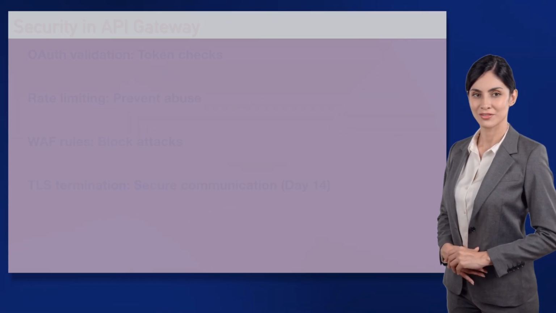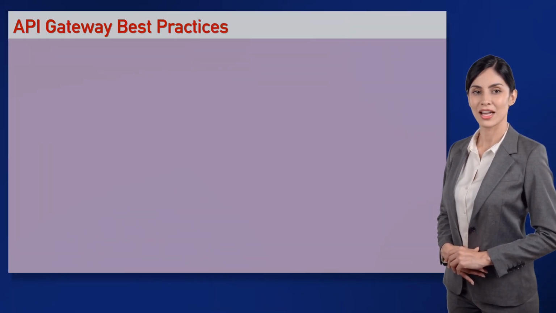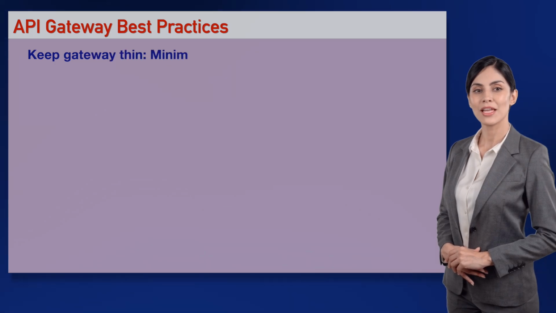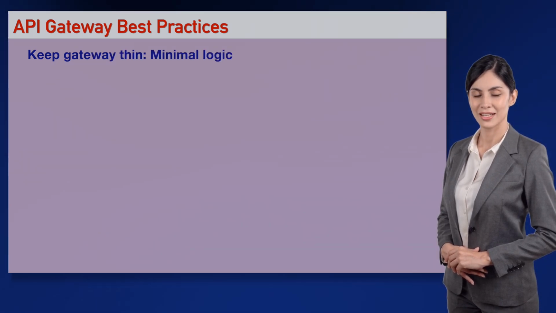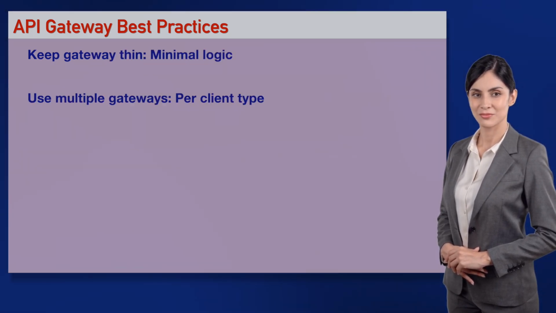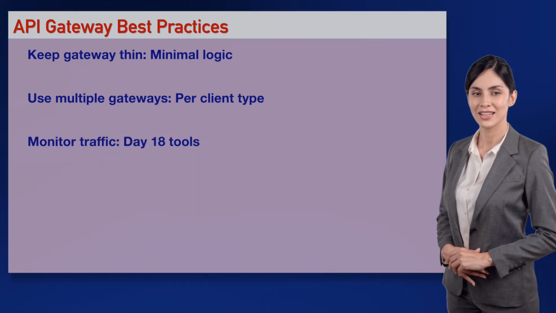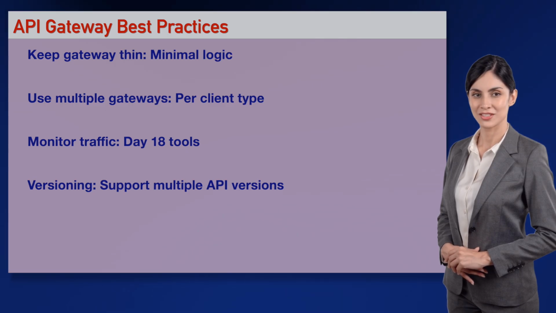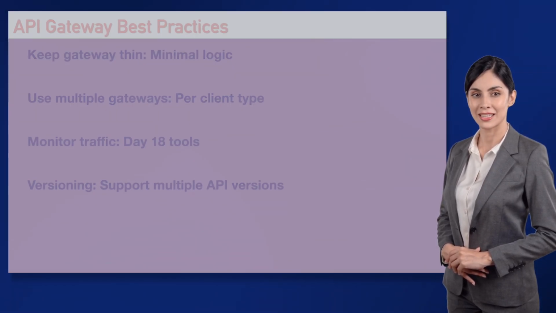Secure communication. API gateway best practices. Keep the gateway thin with minimal business logic. Delegate to services. Use multiple gateways for different client types, BFF pattern. Monitor traffic with day 18 tools. Support API versioning for backward compatibility.